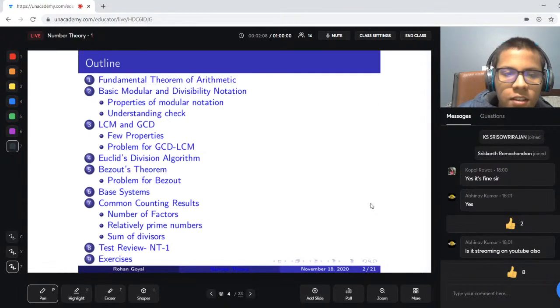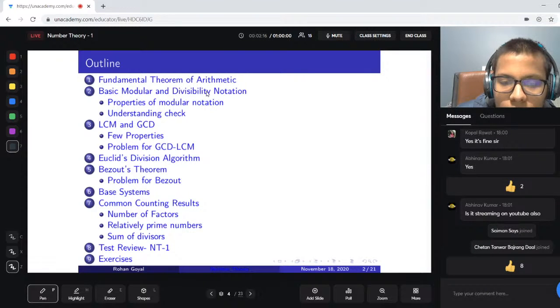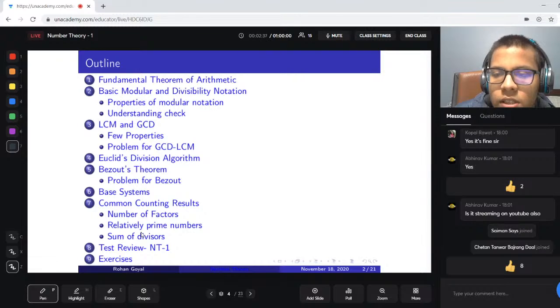Okay, great. So this is basically the plan of what we want to cover today. I'll be going over the fundamental theorem of arithmetic, basic notation on modular arithmetic, and LCM GCD. After this, we'll cover Bezout's theorem and Euclid's division algorithm. Then I'll just explain to you briefly what base systems are, and then we'll go over three results that were given in your first NT exam as well. Then I'll go over three of the questions from the first test, and then I have given you some problems to try later. Is this fine?